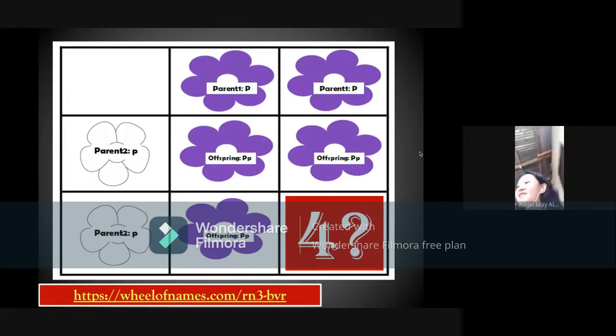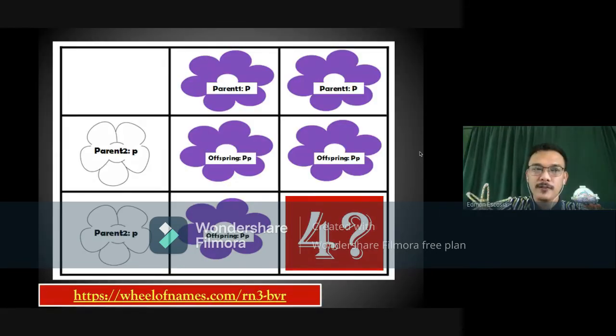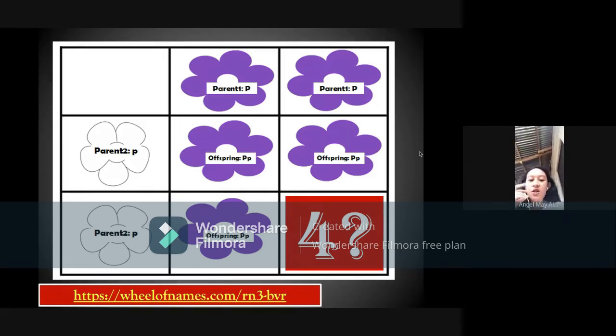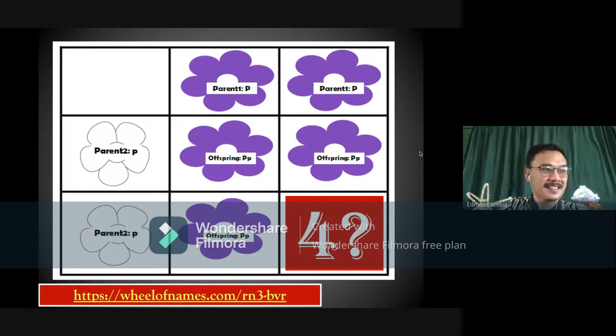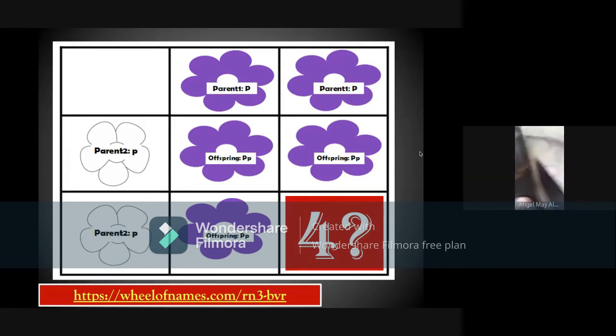Sir, yes, what will be the resulting offspring for number 4? Small letter p, sir, two of them, and the phenotype is white. What's the genotype? The genotype, sir, is two small letter p, and the phenotype is white.